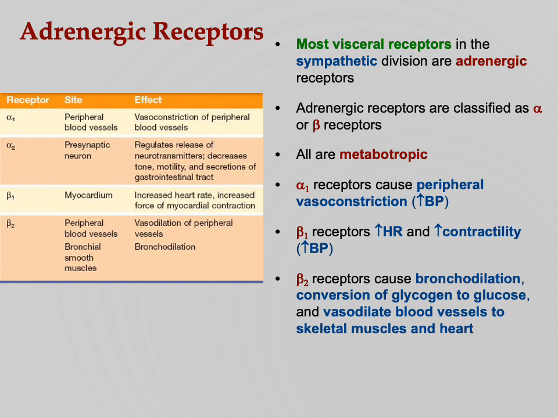So beta 2s are the oxygen and glucose receptors, okay? They also vasodilate blood vessels to the skeletal muscles and to the heart. So notice here that alpha 1s vasoconstrict, beta 2s vasodilate. You're thinking, wait, why would you both vasoconstrict and vasodilate? This comes back again to the fact that these receptors are found in different places.